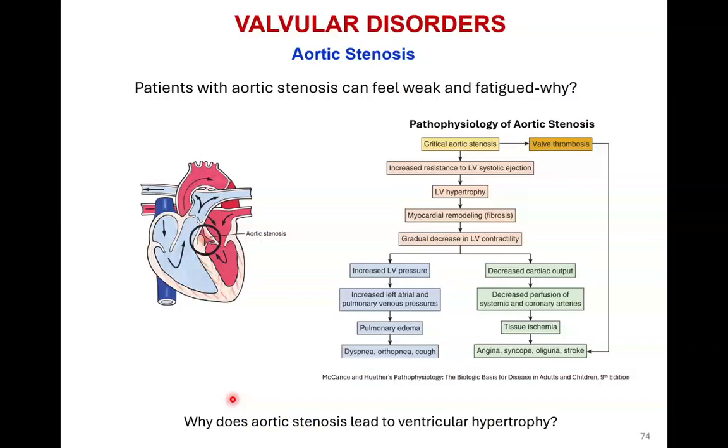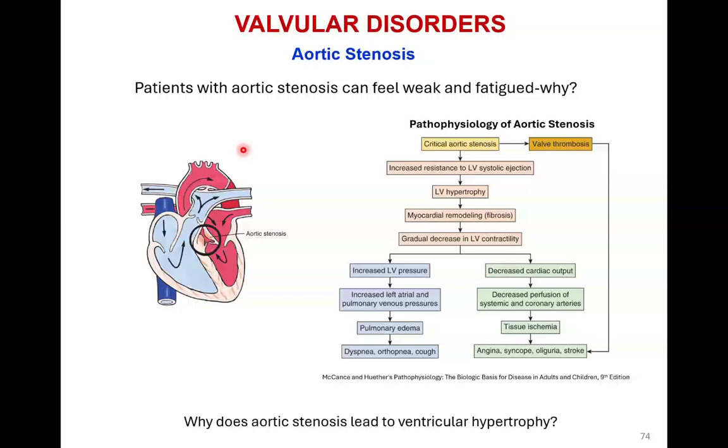What I'm going to do is go through aortic stenosis and aortic regurgitation and explain the steps you have to go through in analyzing what happens. And then I'm just going to mention mitral stenosis and mitral regurgitation. That's something I'm going to leave you to work through on your own in the interest of time, right? So what's going to guide our discussion of aortic stenosis, right? Patients with aortic stenosis can feel weak and fatigued, and the question is why, right?